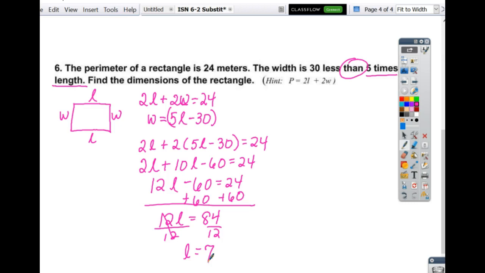So if I know the length, how do I find the width? Right here, I have W, right? So W equals 5 times 7 minus 30. 5. These are meters, right?